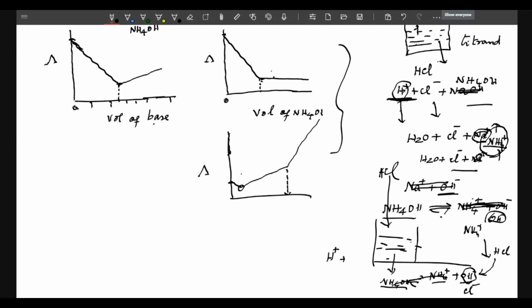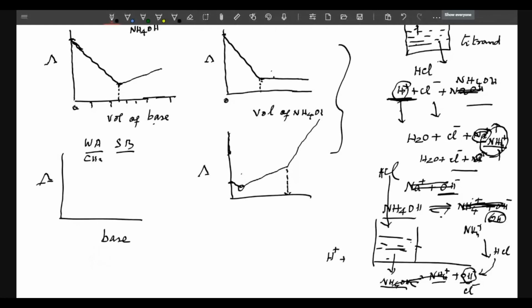Similarly, you can expect the strong base versus weak acid. Here we have seen the strong acid versus weak base. Now the base is strong and the acid is weak. Once again, two types of curves. One is you can take the base as the titrant from the burette, and you are taking the acid.